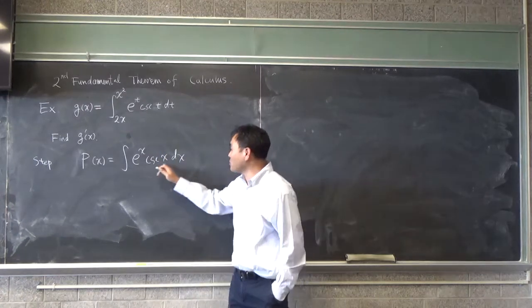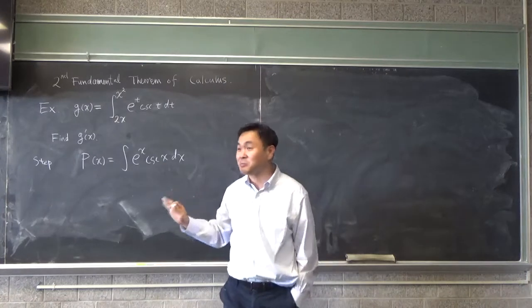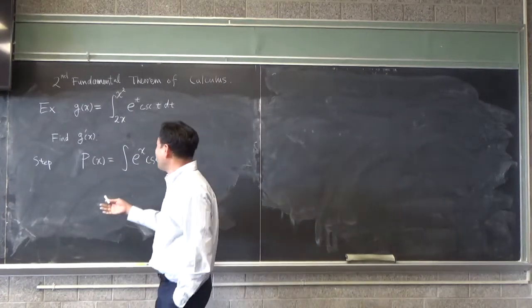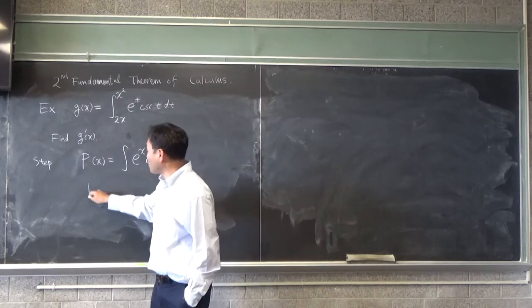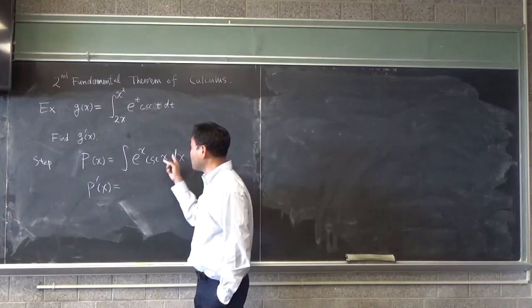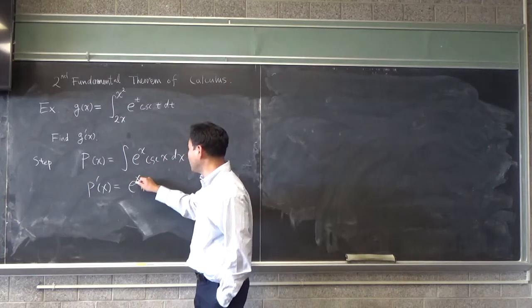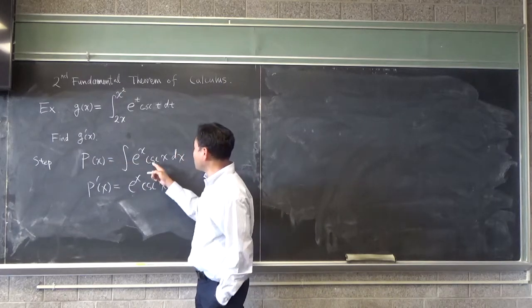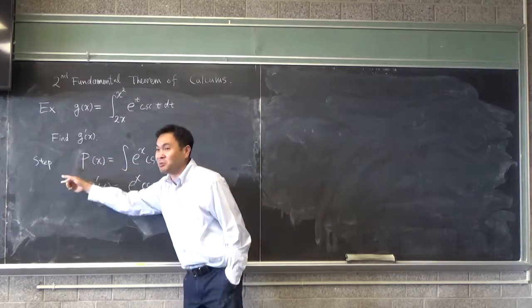And don't ask me what the antiderivative is, because that's an impossible integration to do. Okay? And then if this is true, then what is p prime of x? Same thing. It's e to the x cosecant of x. Oh, by the way, this is slightly wrong because this should be p of x plus c, but it's okay.